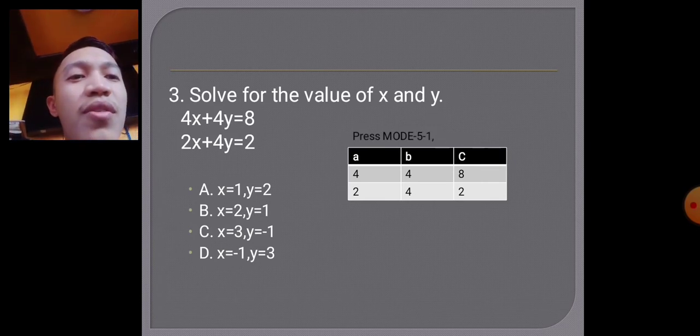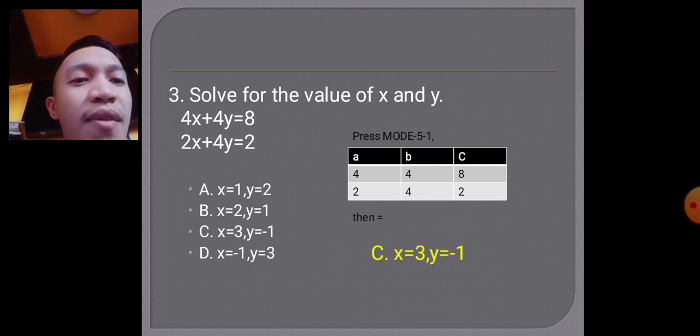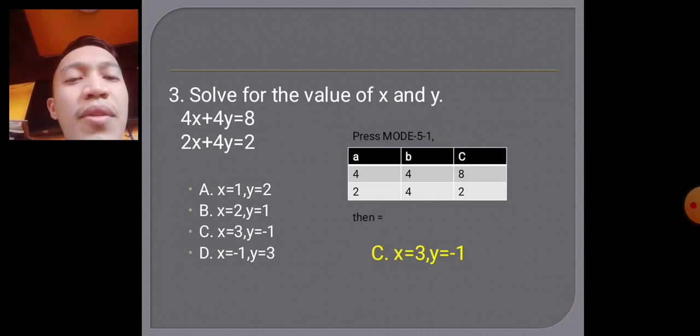After inputting that to the calculator, you press the equal sign. Then you will have the value of x as 3 and y as negative 1. You should have the answer letter C.